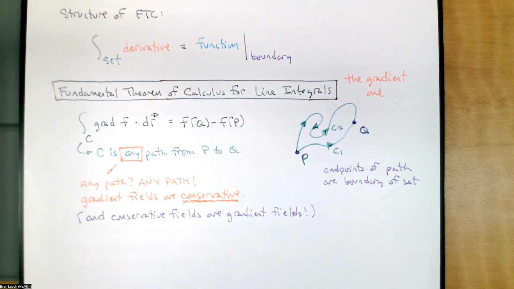So a little bit of DVD bonus material, which is not germane to the discussion at the moment, because I haven't even talked about what a conservative field is, but a gradient field is a conservative vector field, and all conservative vector fields are gradient fields. So if you have a conservative vector field, then it must be a gradient field of some function. What we care about is the structure of our fundamental theorem of calculus, where we integrate the derivative over a set by evaluating a function at the boundary of the set.